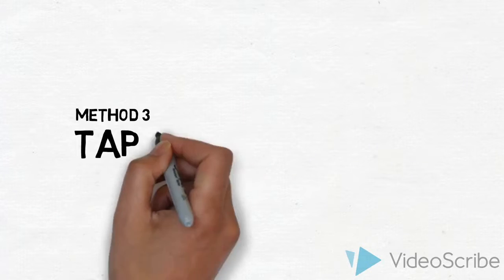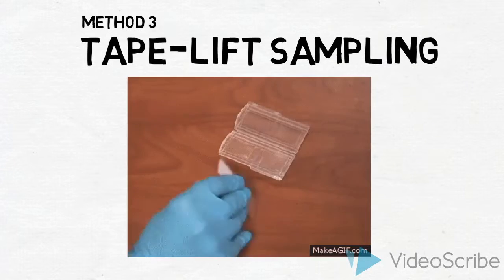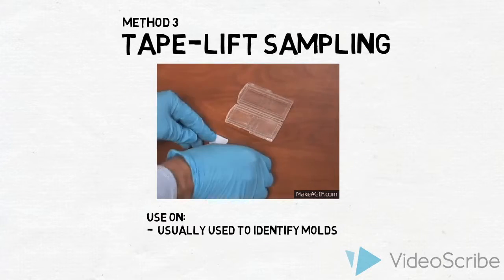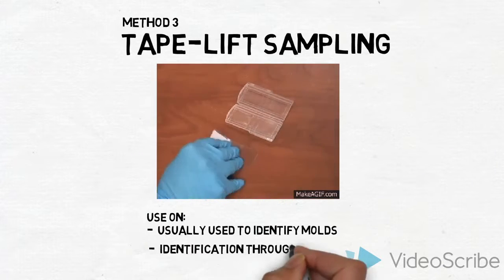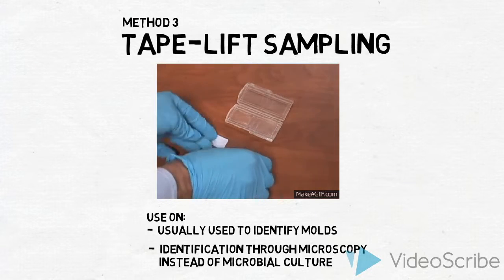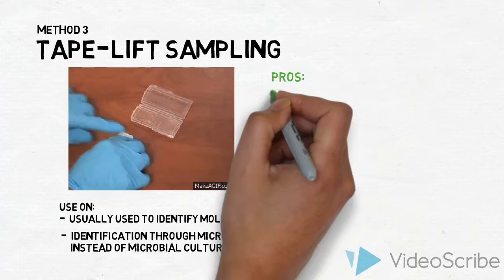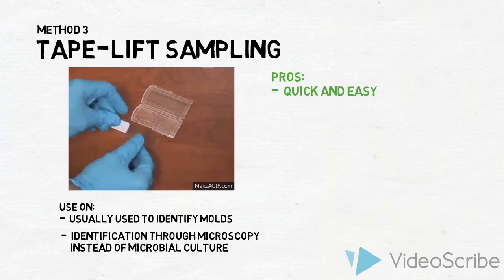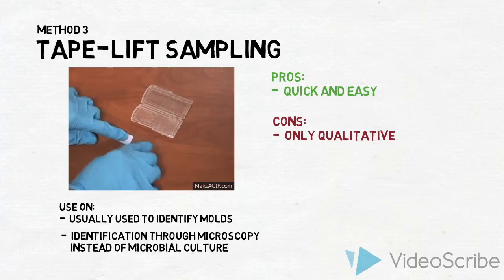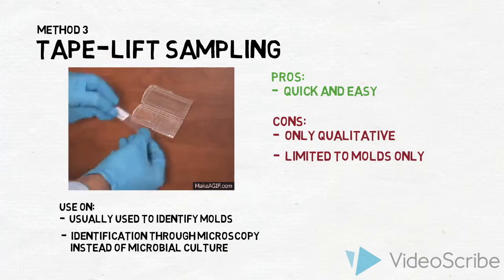Lastly, we can carry out tape lift sampling. It is usually used to identify molds, and identification can be made through microscopy instead of microbial culture. The spores are identified via a microscope through observing the morphology of the spores. This method is quick and easy. However, it is only a qualitative method and limited to molds only.